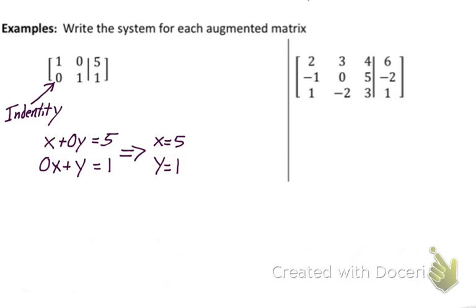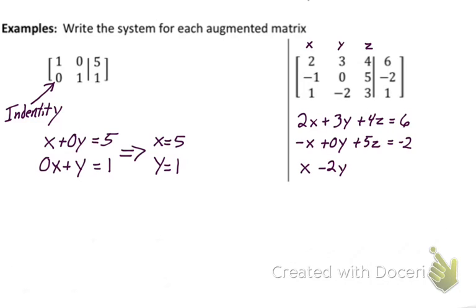Sometimes it's nice to label what you're going to use. Well, I'm going to use x, y, and z. So going across, I just have 2x, 3y, and it's a positive 3, plus 4z equals 6. Going down, I have negative x plus 0y, for now I'm going to write that in there, plus 5z equals negative 2. And finally, our last one is 1x minus 2y plus 3z equals 1.